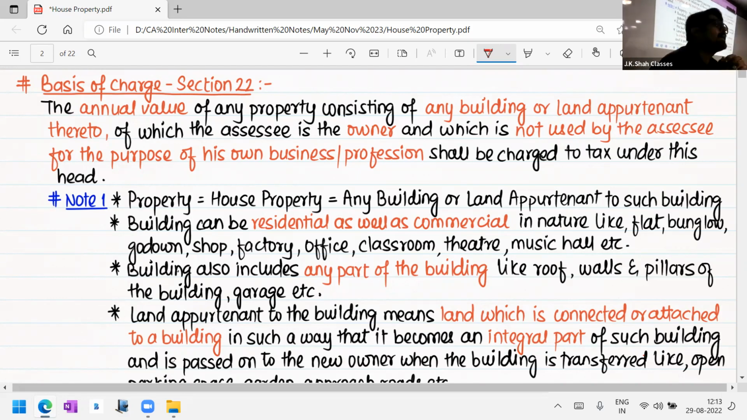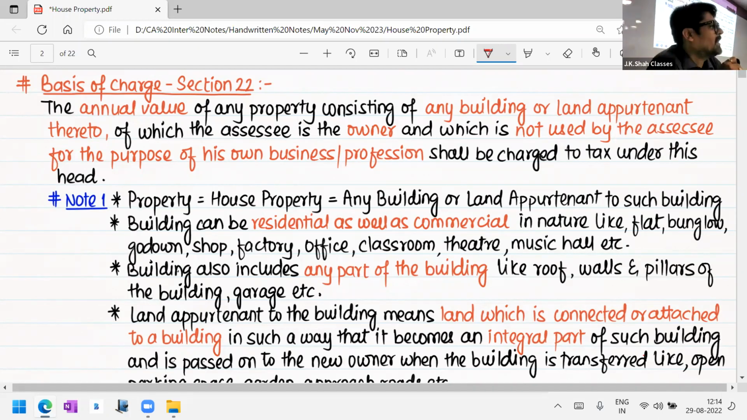Am I getting rental income from letting out a vacant plot of land right now? Yes, sir. What I'm getting as income? Rent. Correct. Is that rent my income from house property? No, no building, because there is no house property.